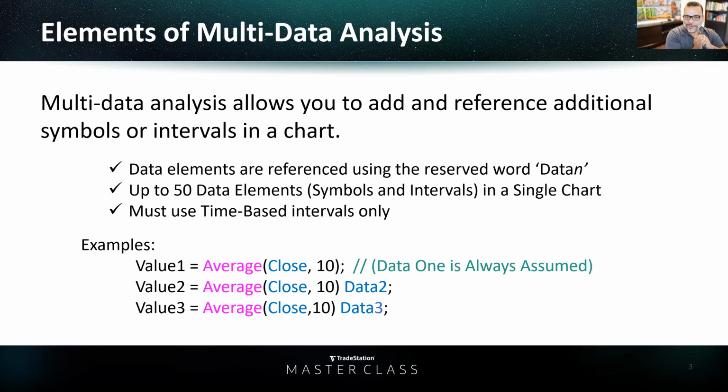Whenever I'm doing multi-data indicators or multi-data strategies, I always put in data 1, even if I don't need it, just to be consistent. So it's not necessary for you to qualify the data as data 1. It's assumed that it's data 1 if you don't use a qualifier. But in my case, I always put in data 1 so that it's clear to me that I have a multi-data setup on my screen.